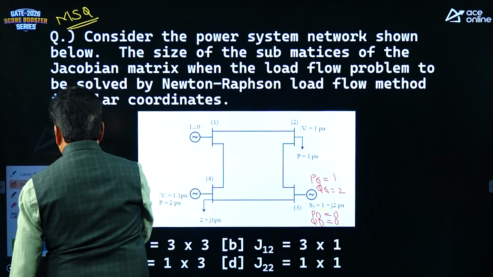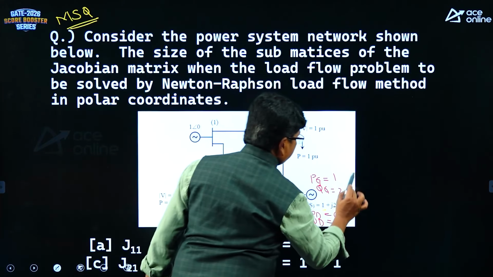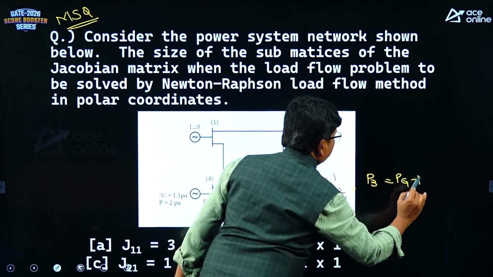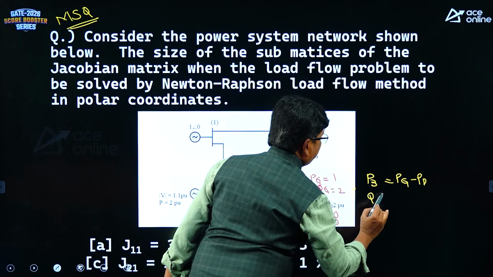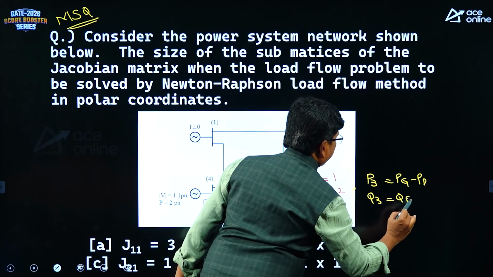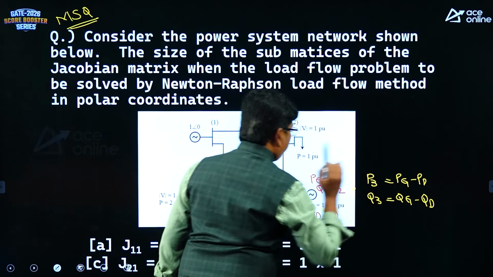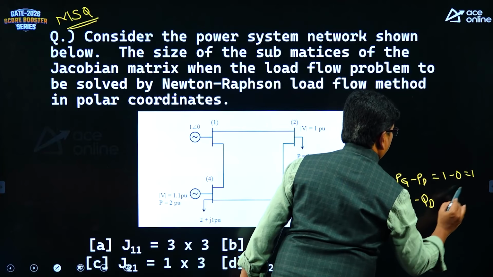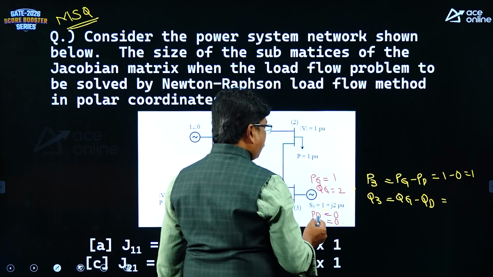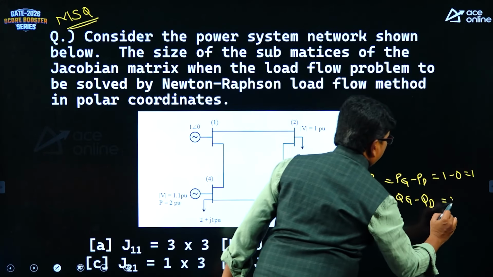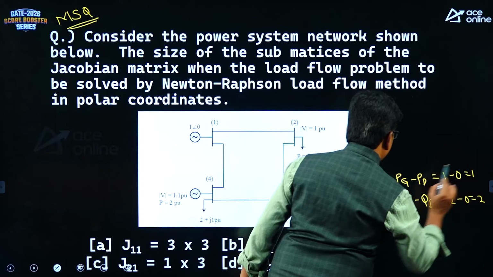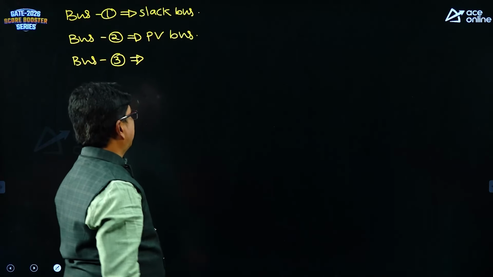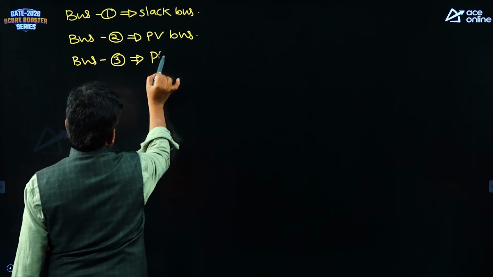Therefore, at this bus, P3 is equivalent to PG minus PD, Q3 is equivalent to QG minus QD. Where PG is 1, 1 minus 0 is 1. And Q3, QG minus QD, 2 minus 0, it is 2. So P3 and Q3 are known at bus 3. That's why it is a PQ bus.